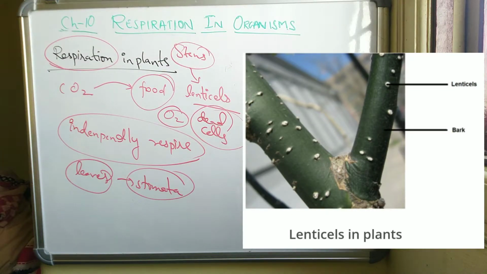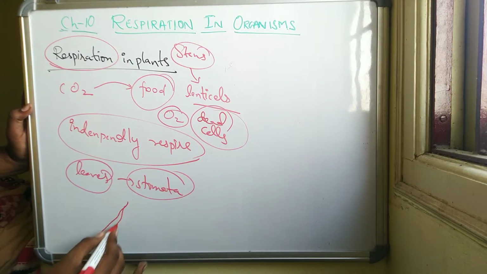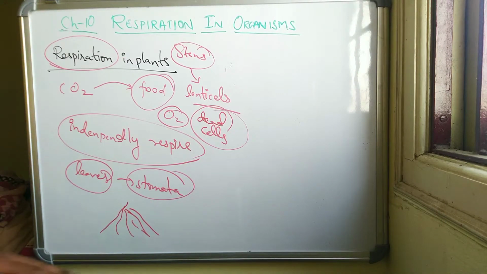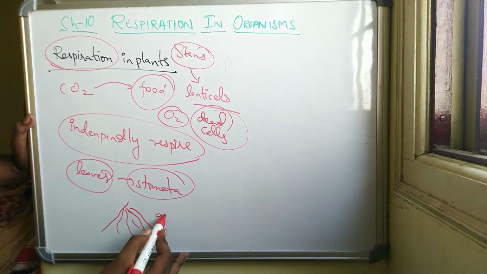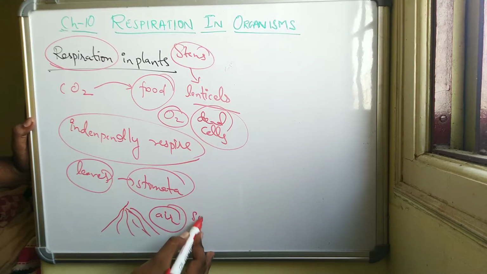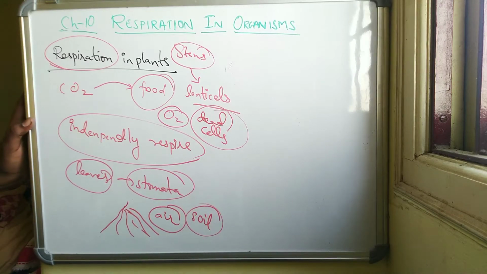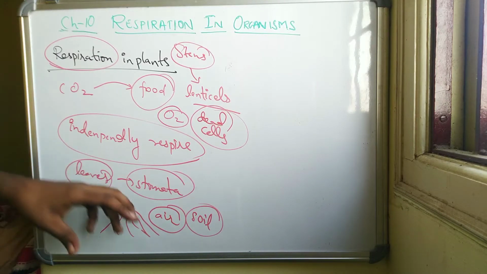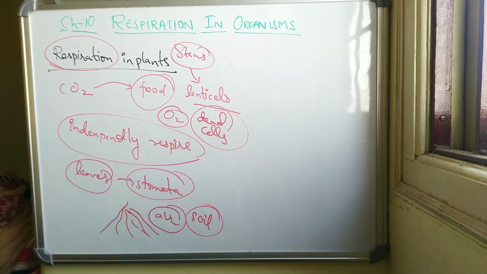Now, one more thing is that even the roots have a hair-like structure. We know roots have a hair-like structure, right? Hence they can also absorb air which is present in the soil. Remember that even roots have the ability to absorb air because of their hair-like structure, so they can absorb the air from the soil.